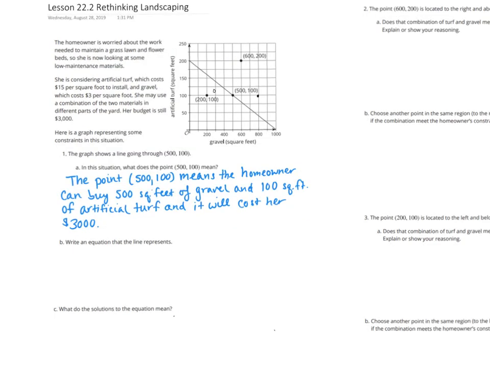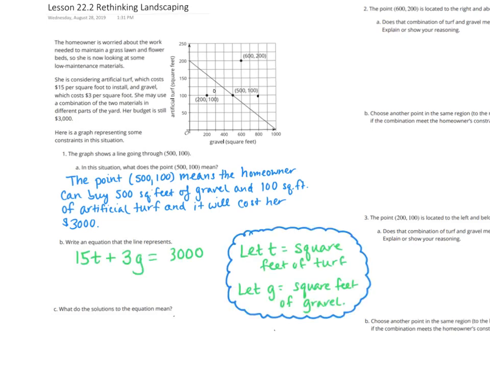Based on the situation, write an equation that the line represents. All right, look at the choices here on the Edpuzzle to see what choice you think best represents an equation for that line. Here is an equation that would represent the line. This shows you that if you spend $15 per square foot of turf and $3 per square foot of gravel, it will show you all the combinations that will add up to costing $3,000.